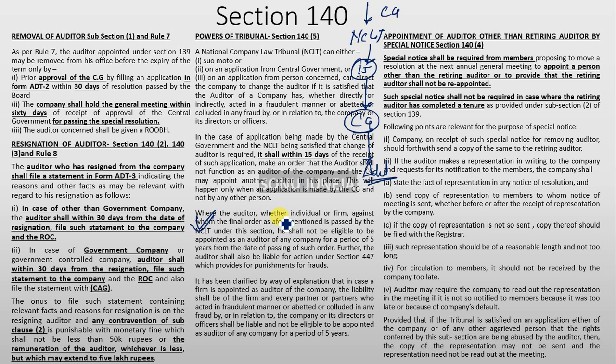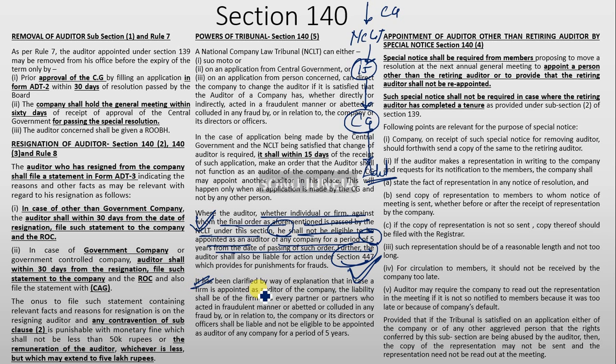Where the auditor, whether an individual or a firm, is the one against whom the final order has been passed by the NCLT under this section, he shall be ineligible to be appointed as auditor of the company for a period of 5 years from the date of passing such resolution, and because it is a fraud case, section 447 will be applicable.